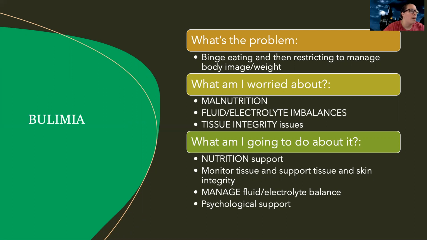So we're going to be worried about malnutrition, fluid and electrolyte imbalances, and tissue integrity issues because they're vomiting. A lot of these people are vomiting to manage that weight. They're throwing up right after they eat. They can have issues with their teeth and their mouth, so definitely be looking for signs of breakdown there. They could also have some acid-base imbalances from all that vomiting. They're going to be in a metabolic alkalosis, if you remember. So yes, nutritional support, monitor their tissue and support tissue and skin integrity, especially in their mouth and face, manage that fluid and electrolyte balance, and lots of psychological support.